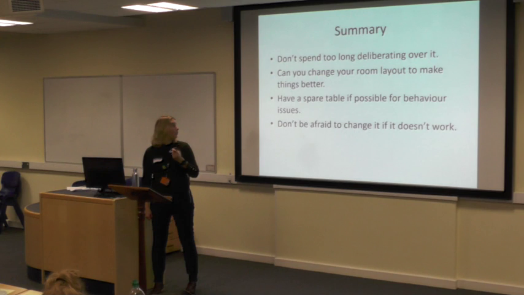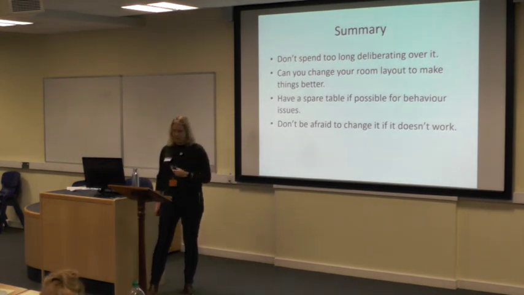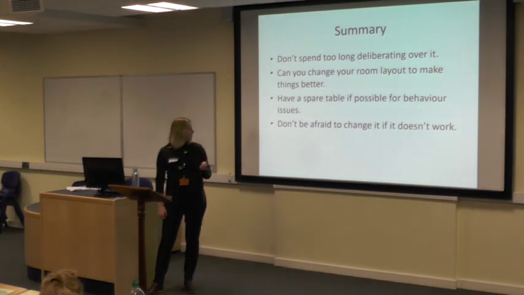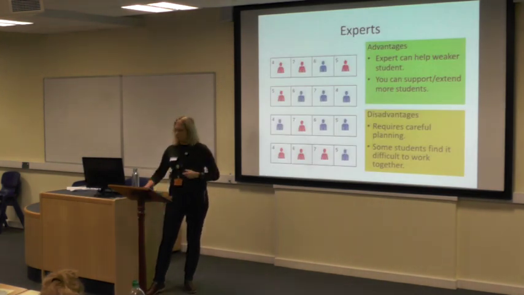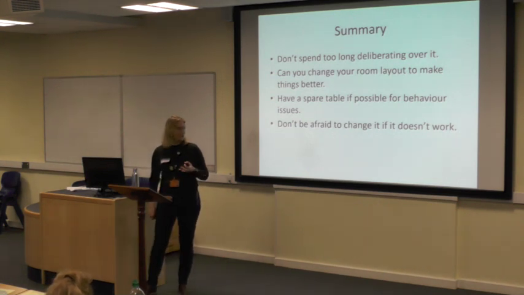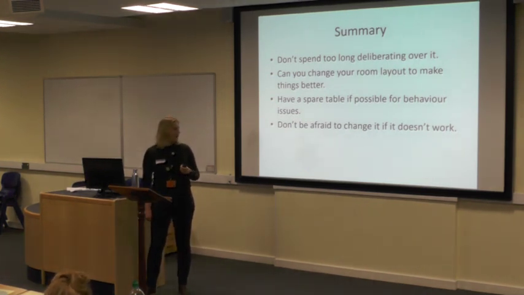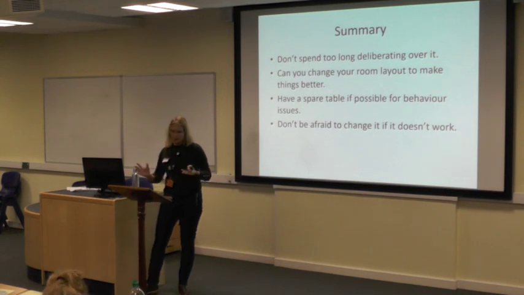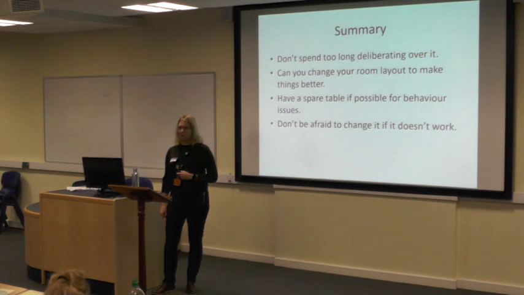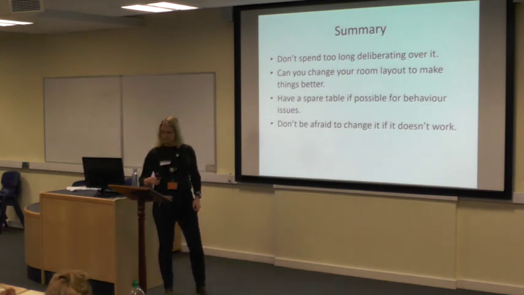So to summarise, don't spend too long deliberating over it. Maybe you need to change your room layout. Okay, that's for the rows. I've got triplets, I call them in my classroom, because I've got these bizarre triangular tables. Try and have a spare table as well if you can, to sit a kid on if you have a behaviour issue. And don't be afraid to change it if it doesn't work. If you've tried it for one lesson and it's a complete disaster, don't worry about it. Just change it next lesson, change a few students around, because you're never going to get it right first time. So that's my advice on seating.